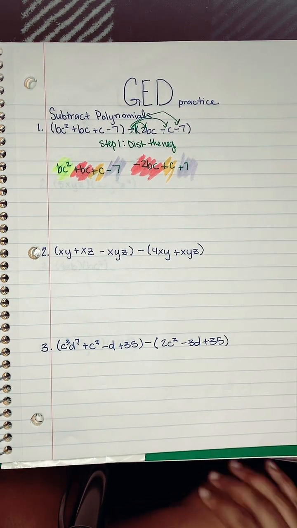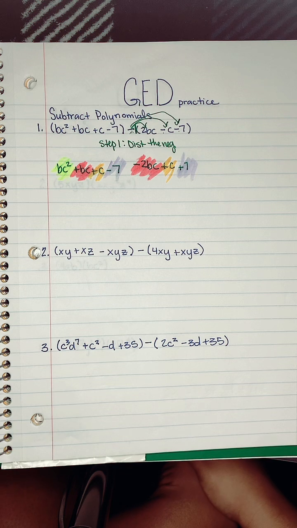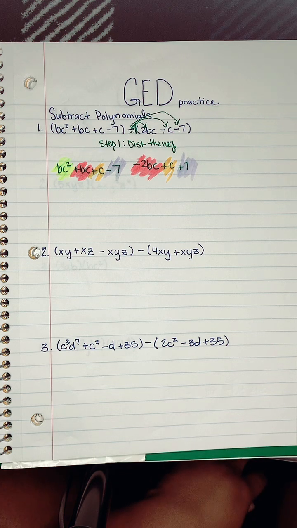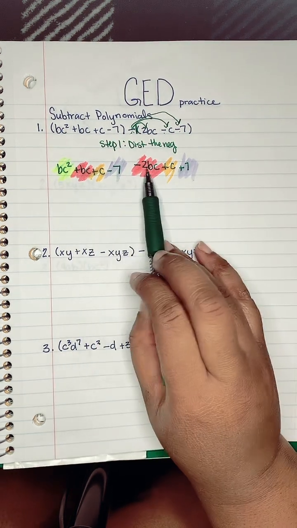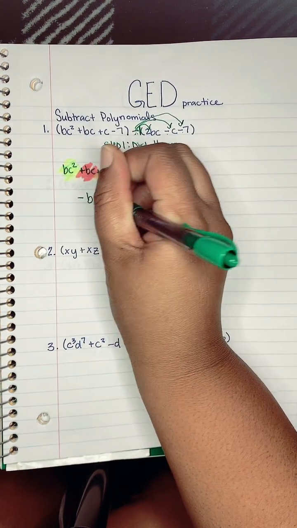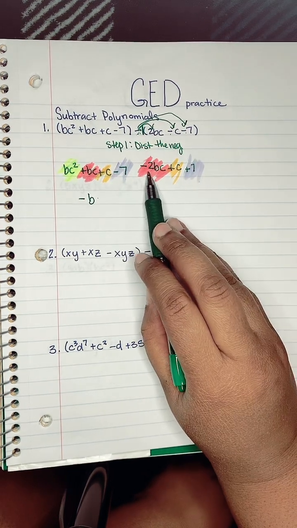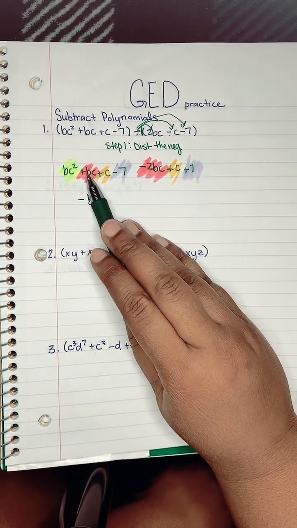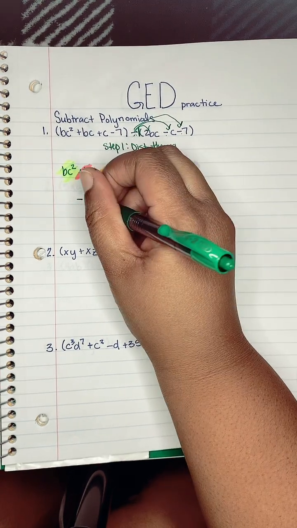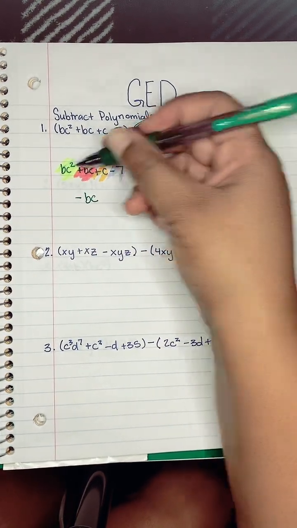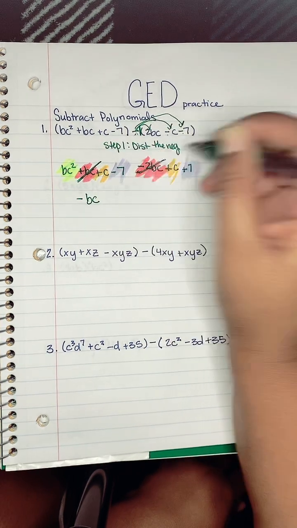All right, tell me what JS said. We get -BC. Beautiful. Yes, JS. 1 minus 2 gets us a -BC. Okay, I'm looking at the reds. Okay, so I'm crossing that out.